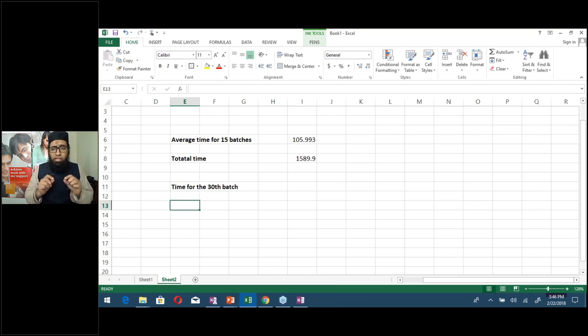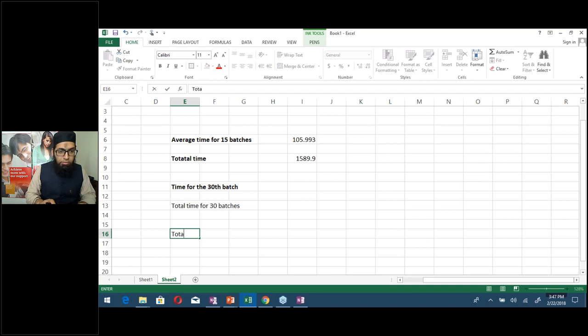Now to calculate the time for a specific batch, what I should do is I require a total time for 30 batches, and then I require a total time for one less unit, that is 29 batches. And then the difference will be the time for the 30th batch.